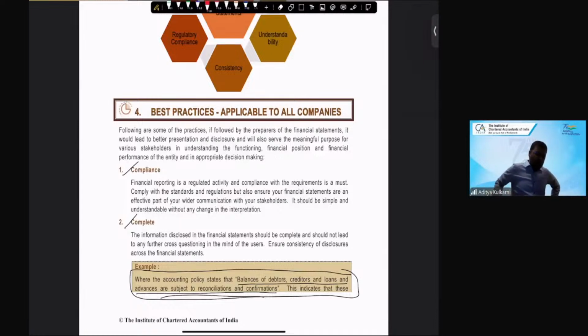Now, coming to best practices that apply to all companies. Again, this is something you would already be knowing. Compliance with the requirements is a must. Comply with the standards and the regulations, but also ensure your financial statements are an effective part of your wider communication with your stakeholders. This is particularly gaining importance because now we have an entity that is hounding all of us, right? The NFRA, which is very, very active on the regulatory front.